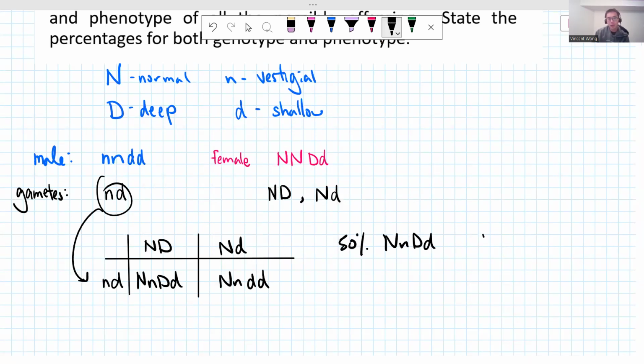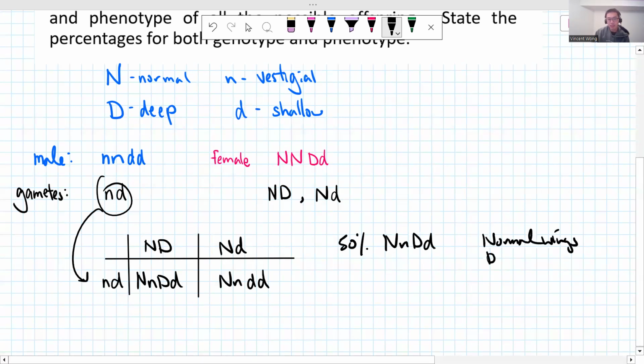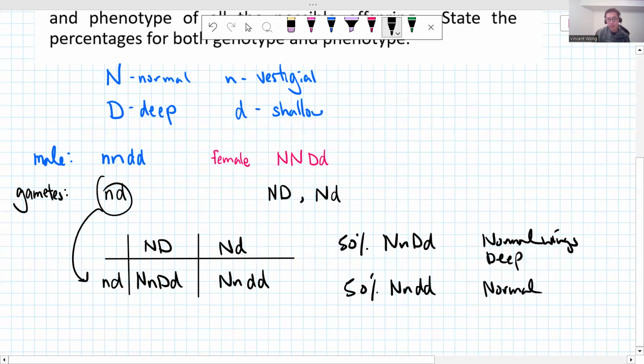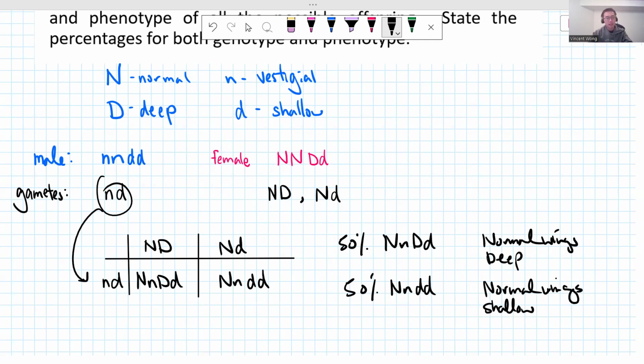And that is normal wings and deep sac. And then the other one, it's also 1 out of the 2. That is also 50%, which is also normal wings, but this time shallow sac. Does that answer your question, or do you have a follow-up question?